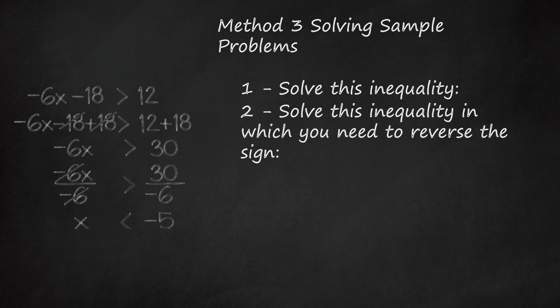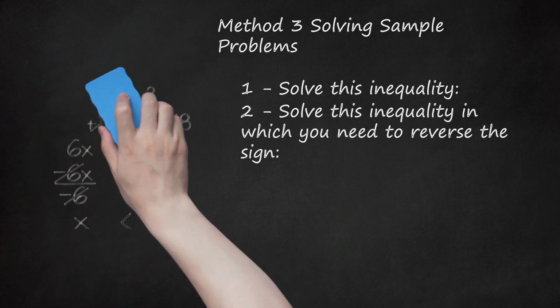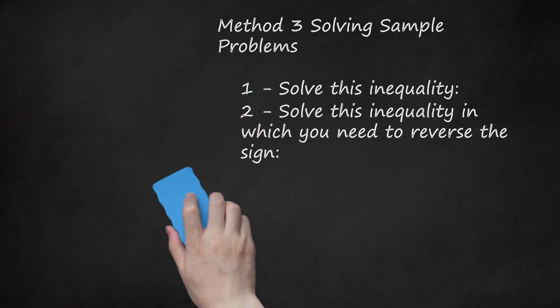Since you are dividing by a negative number, you need to reverse the inequality sign. -6x > 30 becomes -6x/-6 < 30/-6, so x < -5.